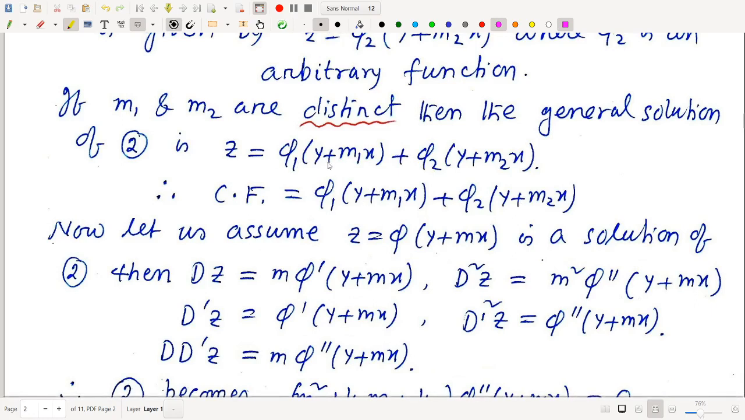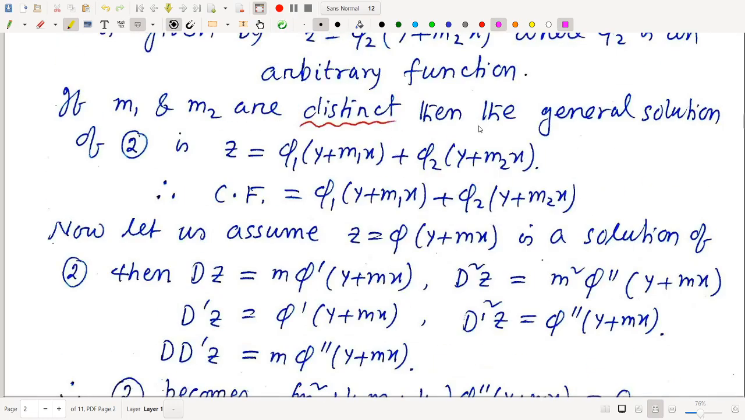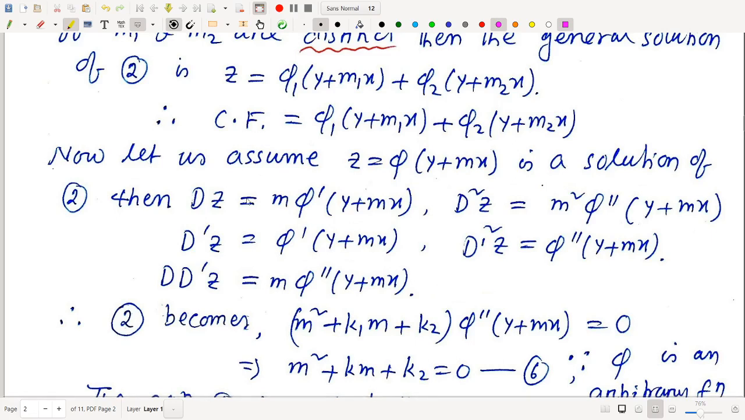This is the general solution of number 2, but it is the CF of number 1. Now let us see how to find this m1 and m2. The process we are looking into now: let us assume z = φ(y + mx) is a solution of number 2. Then ∂z/∂x is mφ'(y + mx).